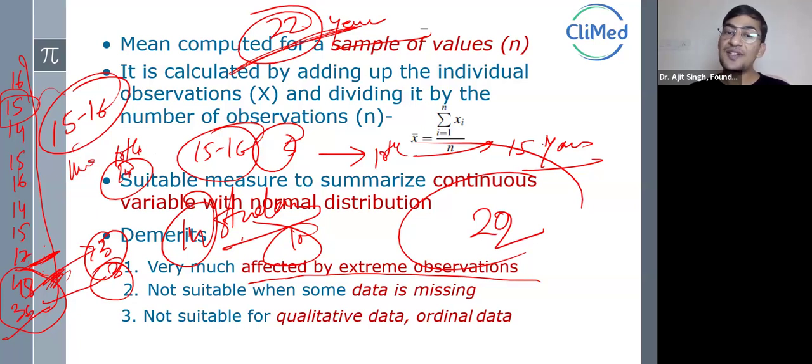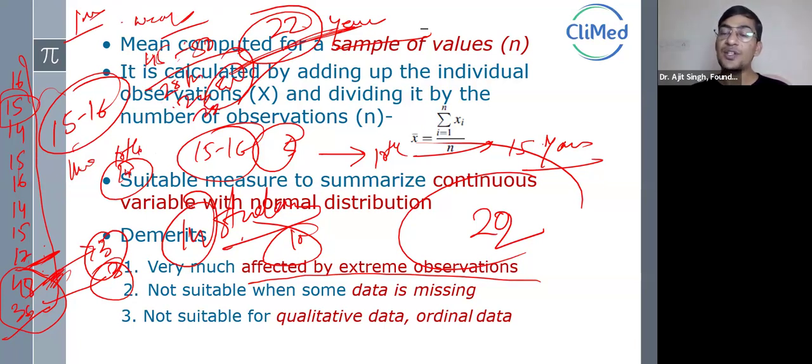And these extreme observations are not just high numbers, they could be low numbers also. Suppose in a class there is a group of girls and I'm checking their weight. The normal weight is somewhere around 45 to 50, but there are 3 malnourished girls whose weights are 20 kg, 23 kg, 28 kg, or 31 kg. This is extremely lower than the normal, and this will impact the mean. So you cannot go with these extreme values.